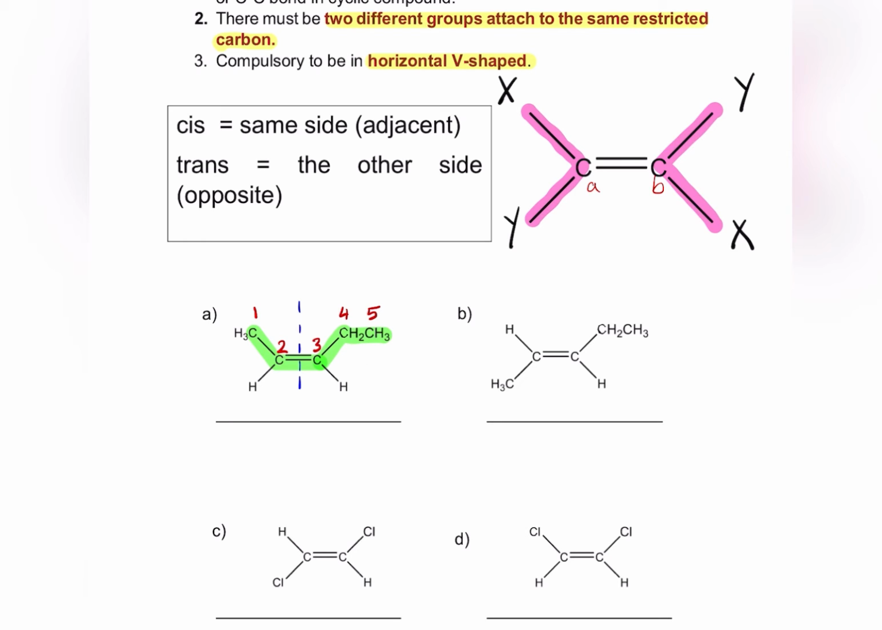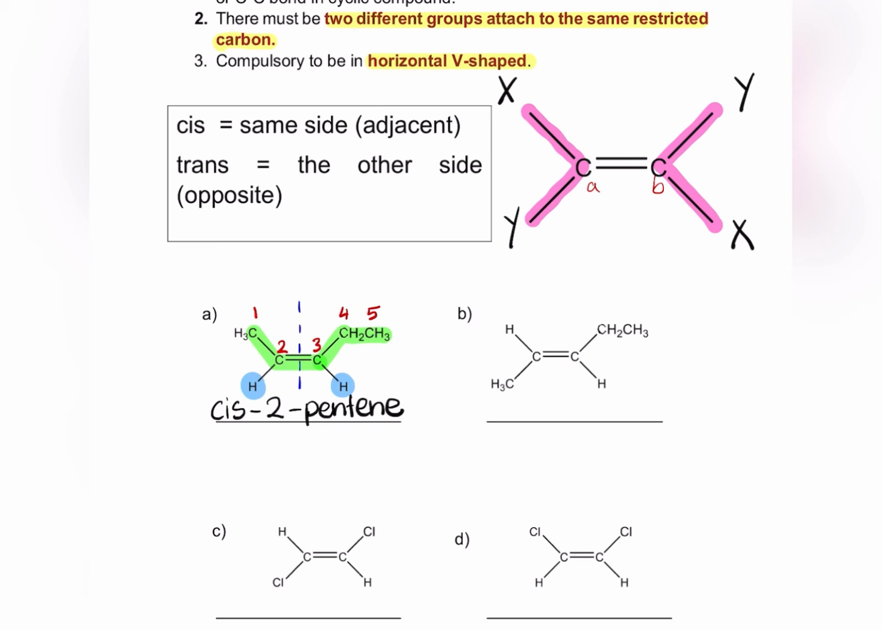And next, I'm going to give the name, and the group that is the same is hydrogen. And as you see from here, hydrogen is same side or adjacent to one another, bersebelahan. So, kita boleh tahu ini adalah cis. And then, you see that the position of double bond is at carbon number 2 and the chain is 5 of them. So this will be pentene. So the full name is cis-2-pentene.